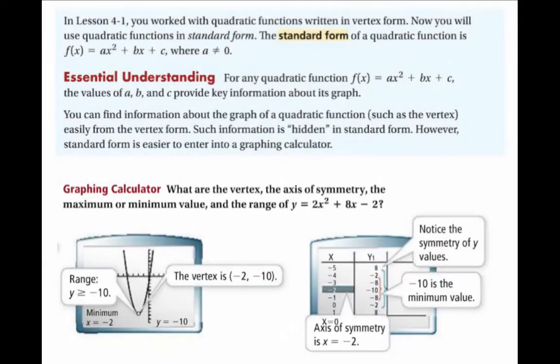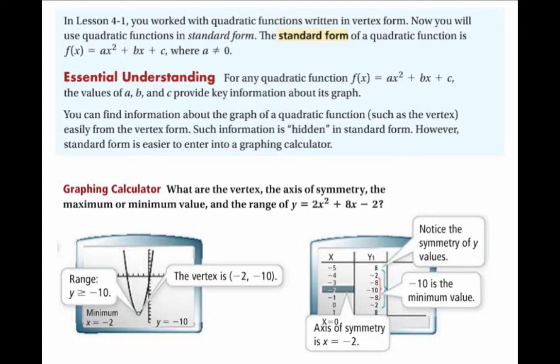All right, so in the first lesson here, we looked at quadratic functions written in vertex form. Now we will use quadratic functions in standard form. And again, we talked about what the standard form is. So we can find information about the graph of a quadratic function, such as the vertex, easily from vertex form. Such information is more hidden in standard form, but we have some tools that we can use to get this information out of the equation.